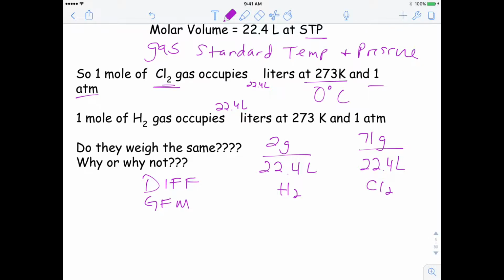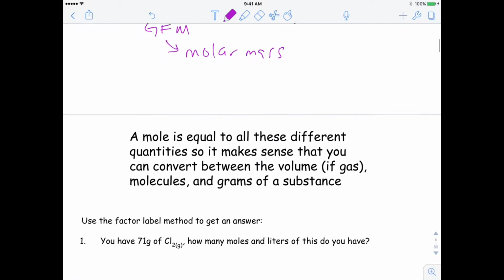Something else you'll see used interchangeably, and it's important to note this, is that GFM, gram formula mass, is sometimes called molar mass. Molar mass, gram formula mass, gram molecular mass, all those terms are used interchangeably. We'll get back into densities of gases. How do the densities of these two gases differ? We'll talk about that more when we do gas laws.